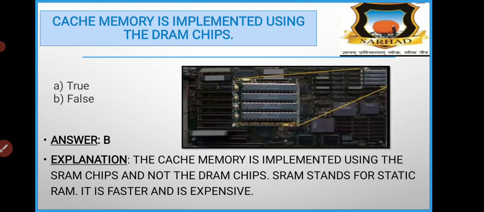So this is the figure, or image, for the cache memory.